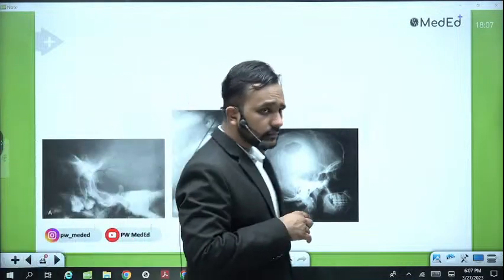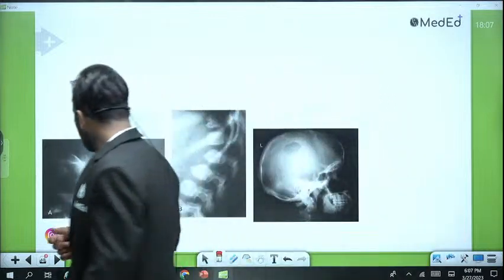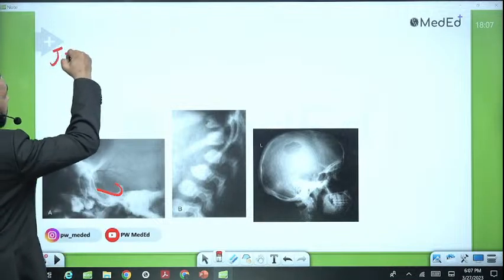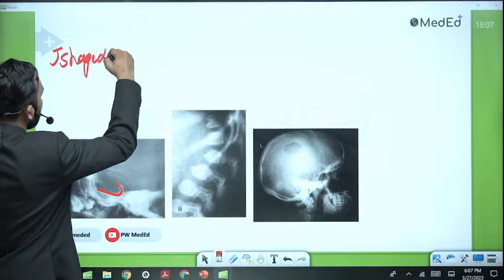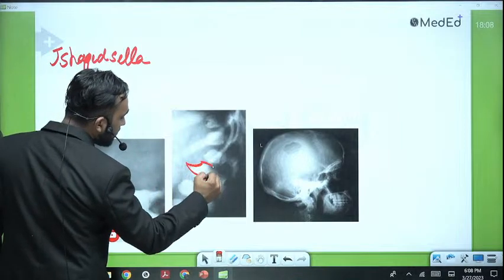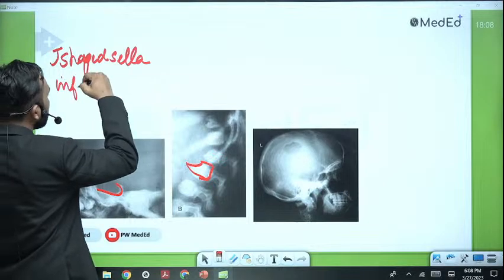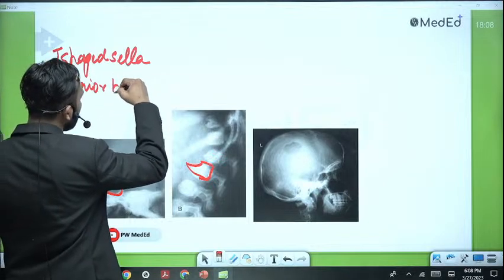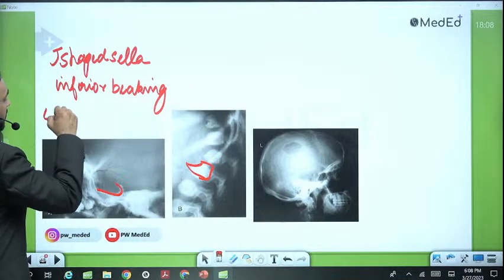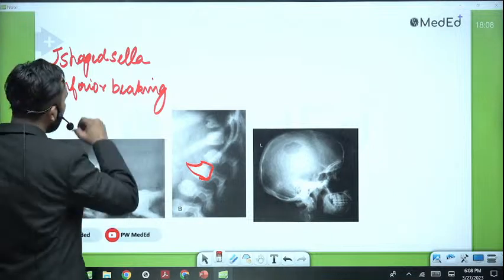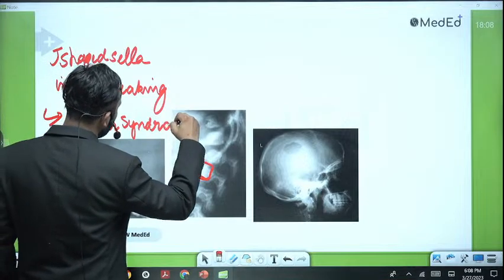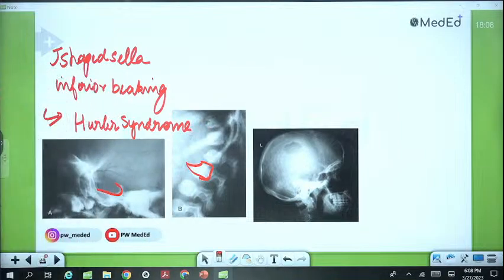Let's look at some more important images. This is a patient showing you a J-shaped sella, along with inferior beaking of the vertebra. Can you tell me what is the syndrome which is associated with J-shaped sella and inferior beaking of the vertebra? That is seen in a patient with Hurler syndrome, right?